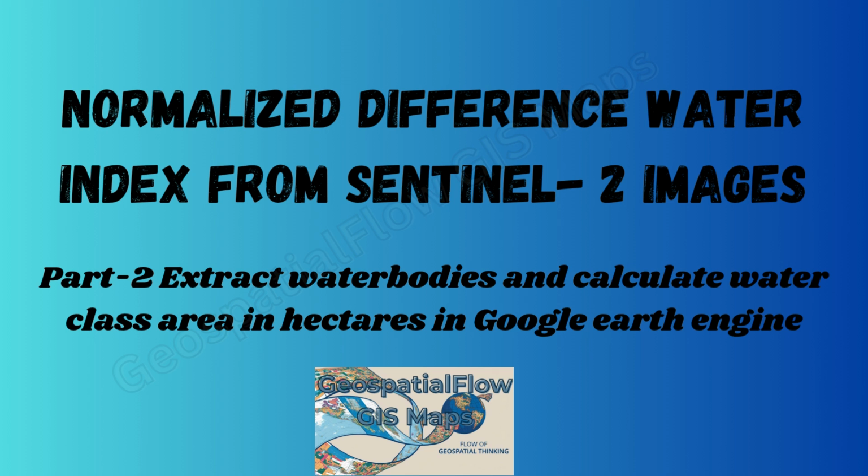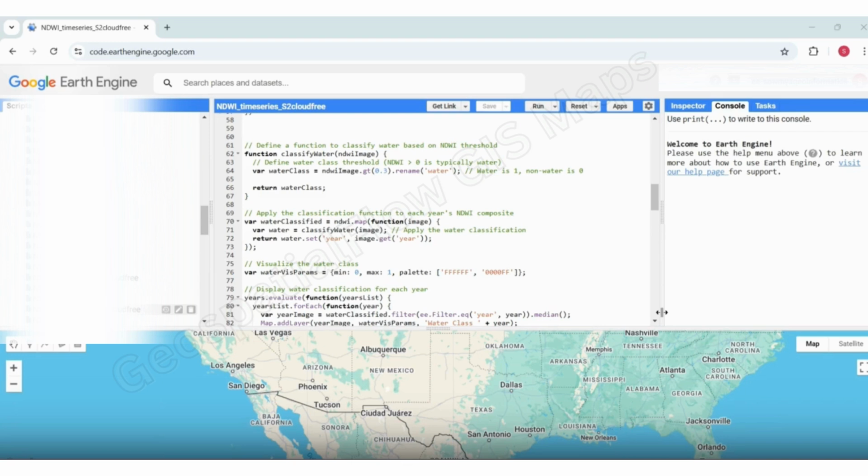Welcome back. In the last video, we had created a time series of NDWI images using Sentinel-2 for a region of interest and displayed it on the interface. Now we will see how the NDWI image can be used to identify and measure water cover for each year.